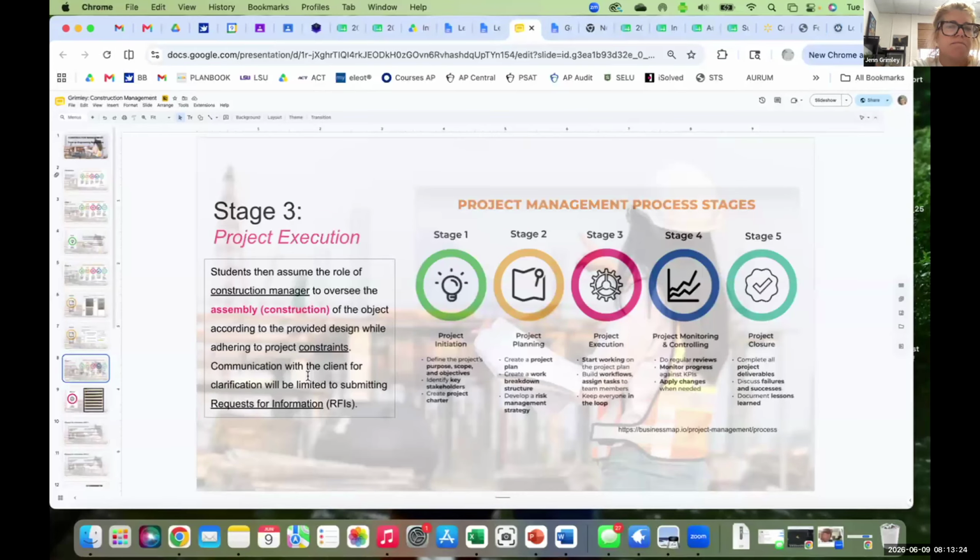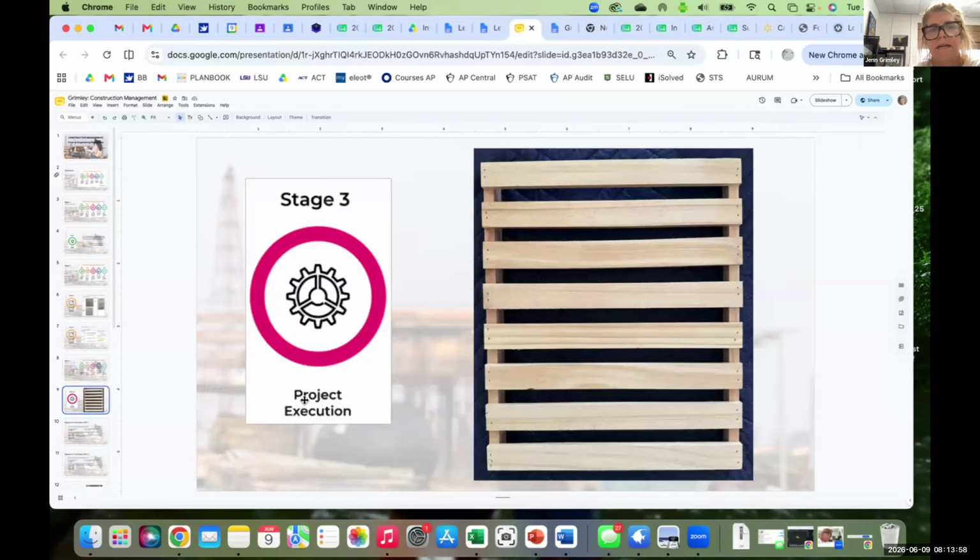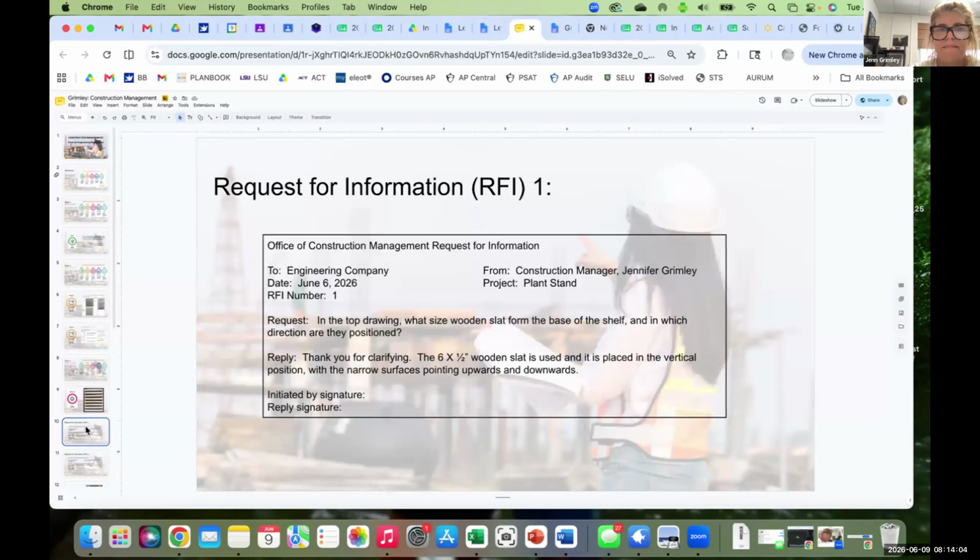This is where the construction manager came into play, because they oversee the execution and assembly of the product. They do that while adhering to constraints, like making sure they follow the timeline, stay within budget, and everything goes safely. All of the communication at this stage happens through RFIs, or requests for information, so that they can document every change that happens during the construction process. During the execution, you can see the stages that were built.